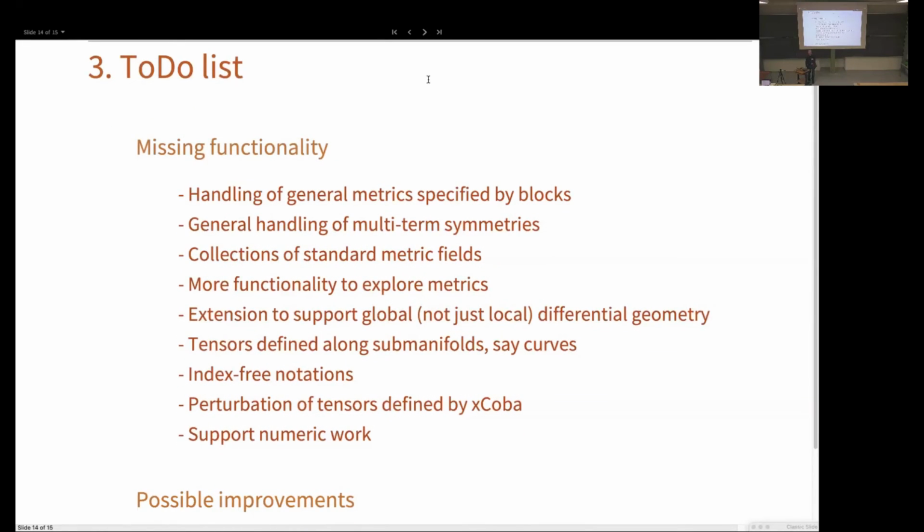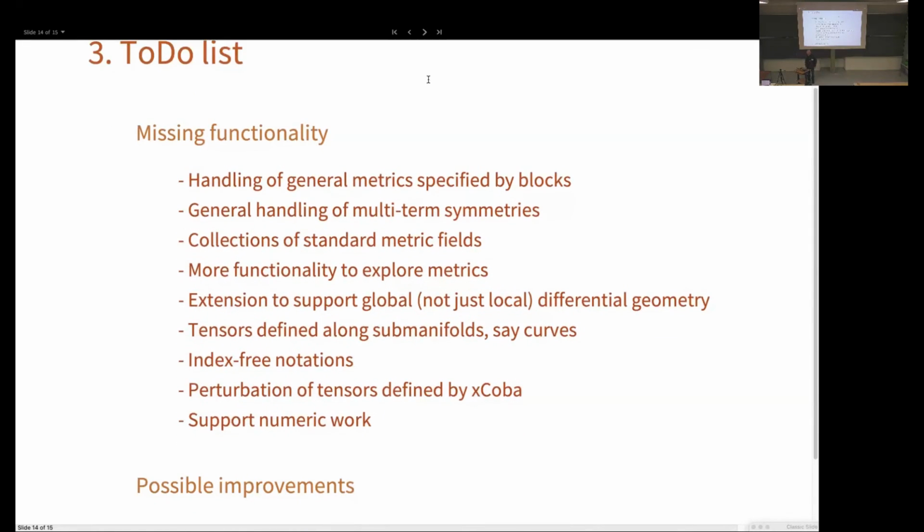Okay, so xAct does many things. We saw all the packages that it already has, but there are many other things that it doesn't do yet. For example, it's not very good at metrics specified by blocks. If the blocks are diagonal, it can handle it, but if there are non-diagonal blocks, it cannot handle it yet in general.